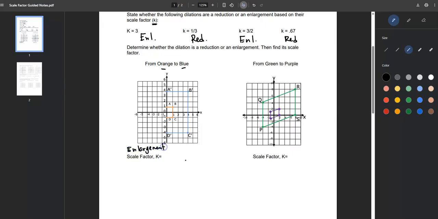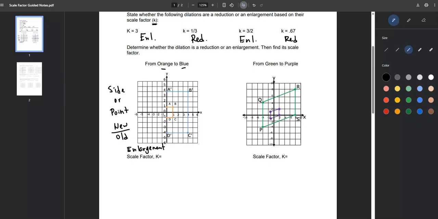So it's an enlargement. And then to find my scale factor, I can either pick a side or I can pick a point. Either way, I have to have a corresponding side or a corresponding point. What I mean by that is if I pick point A, I have to have that corresponding point of point A prime. If I pick the side length B to C, then I have to have the corresponding side B prime to C prime. So I have to do one or the other.